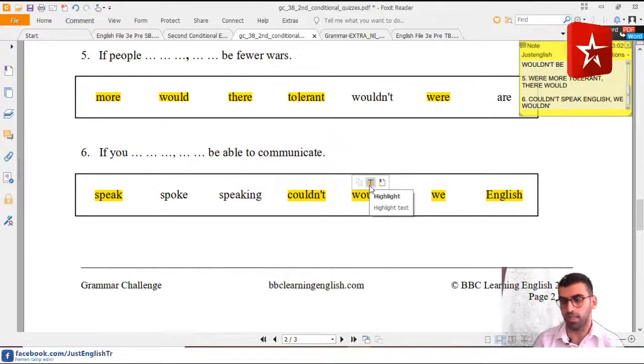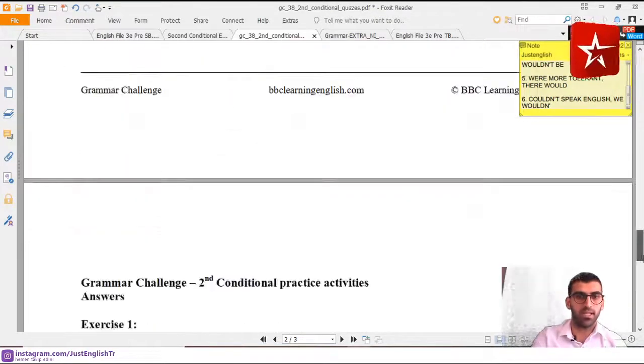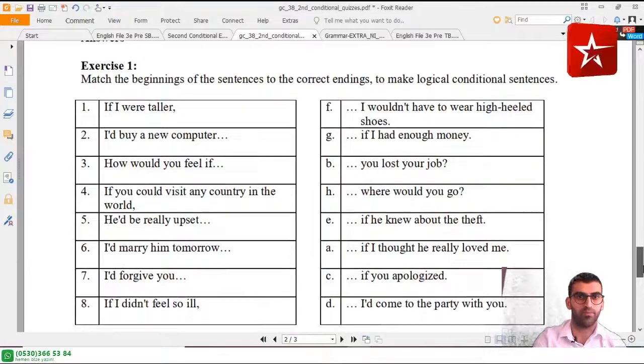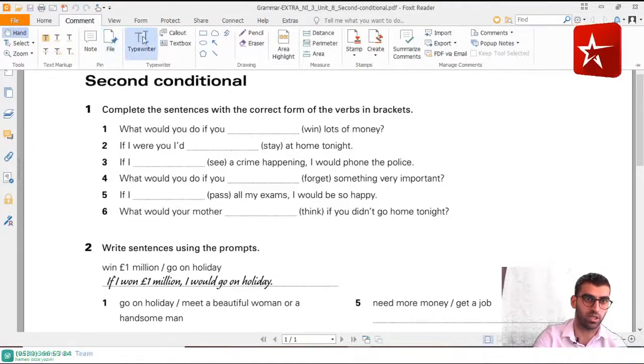Yes, great, thank you, Gul Safa. Couldn't speak English, we wouldn't. Great, fantastic. And let's continue with another one. I think we did it. We have to continue with another exercise here. Second conditional, complete the sentences with the correct form of the verbs in brackets. From 1 to 6, we have 6 sentences, and we have to write the correct form of these words in the second conditional form.